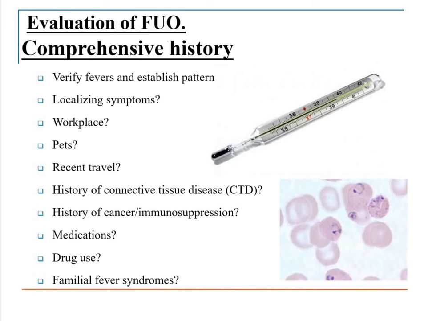Of course, you should every time get a full anamnesis of every patient with fever of unknown origin, and you should put several questions, and you should receive the answers to these questions. So you should verify fevers and establish pattern, and ask about localizing symptoms, workplace, having pets, recent travel, history of connective tissue disease, history of cancer or immunosuppression, taking of medications, drug use, or familial fever syndromes.